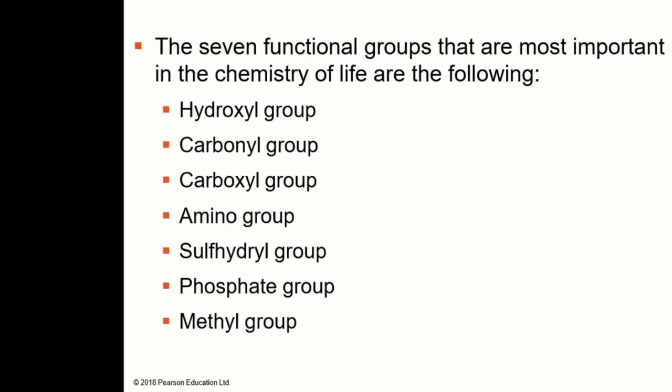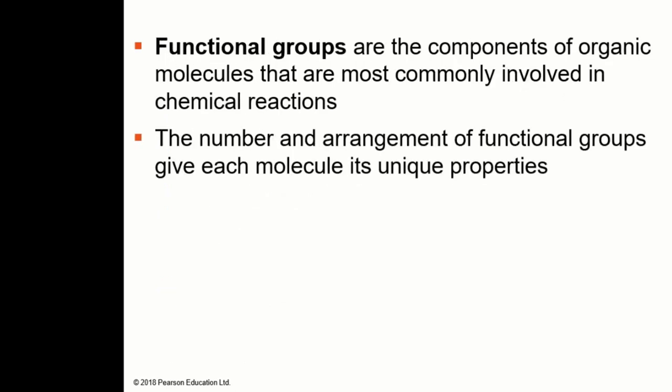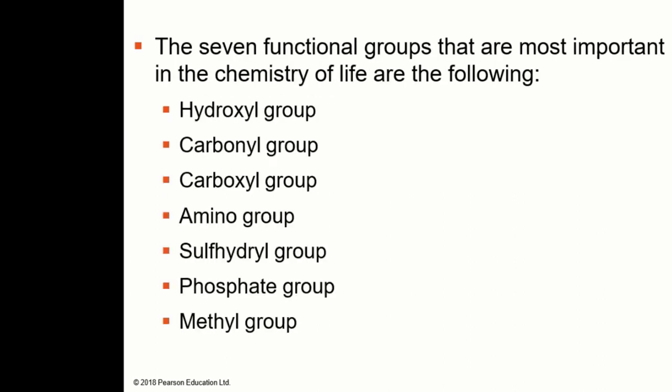So these functional components of organic molecules that are involved in chemical reactions, there are 7 of them which are the most important in the chemistry of life, which are the following: the hydroxyl group, the carbonyl group, the carboxyl group, the amino group, the sulfhydryl group, the phosphate group, the methyl group, which have their effects. So here you just need to describe them and know them.